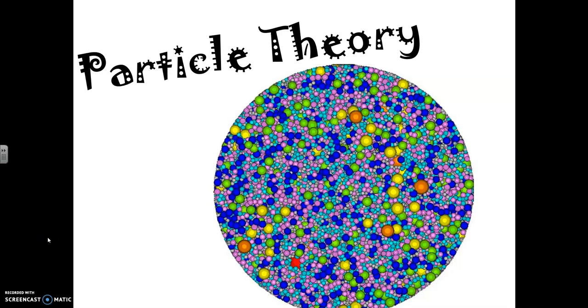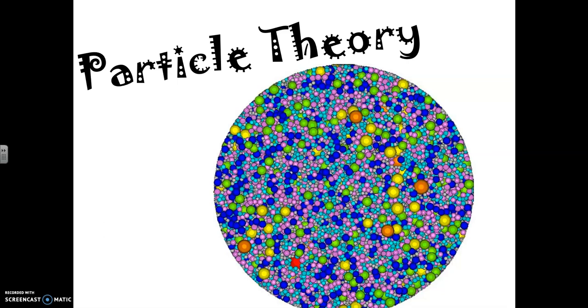Okay, today we are going to talk about particle theory. So the particle theory has five parts to it, and we can kind of think of it as like the five rules for the way that particles move. Okay, and different parts of the particle theory can explain different phenomena that we see.